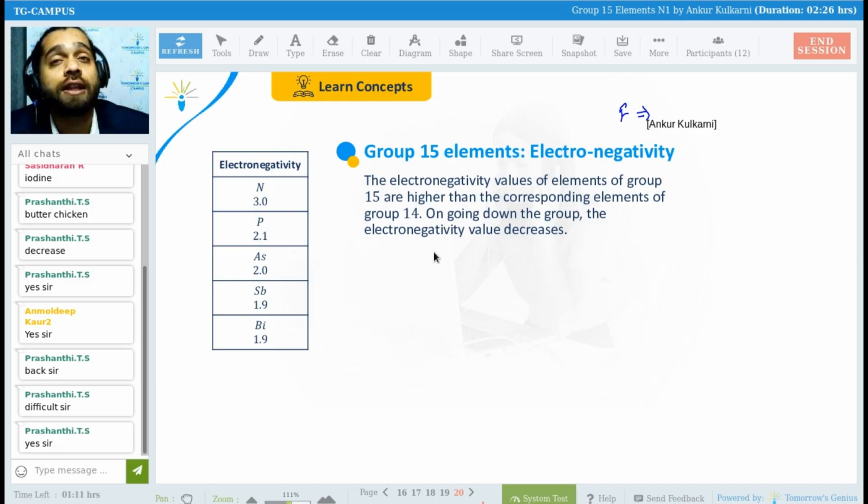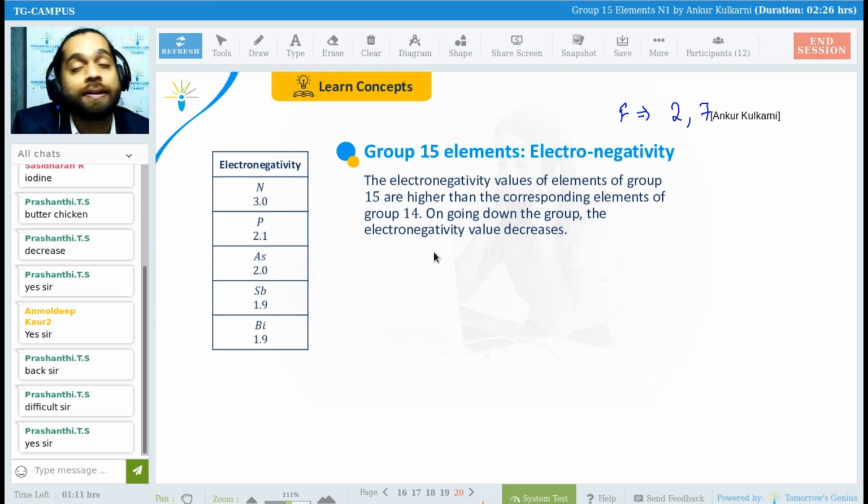Why does it pull the electron? Why does it want the electron? Because the electronic configuration is 2,7. It requires only one electron to complete its octet. That is why it is always trying to steal the electron. It is always trying to pull the electron. That's why fluorine is electronegative. Are you getting it, everyone?